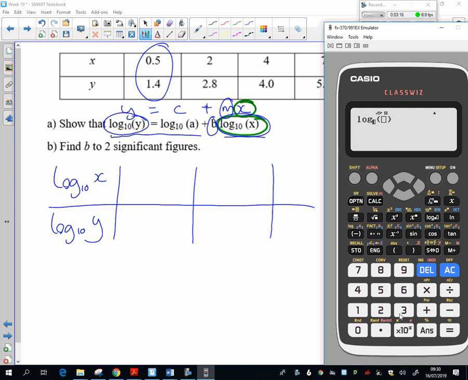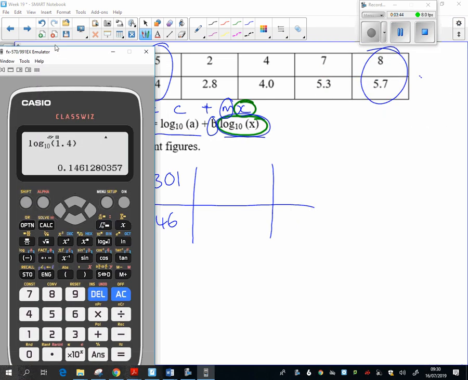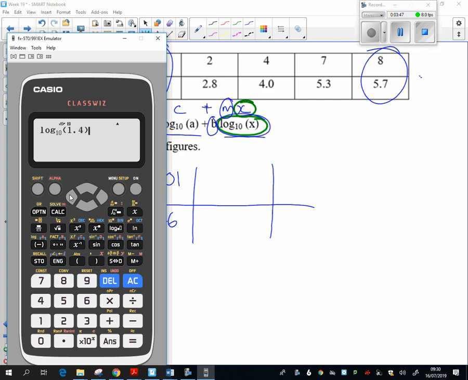So let's do log to the base 10 of 0.5 is minus 0.301. Let's do log to the base 10 of 1.4. So 0.416. And then let's just go to the other end of values. So log to the base 10 of 8. And log to the base 10 of 5.7.